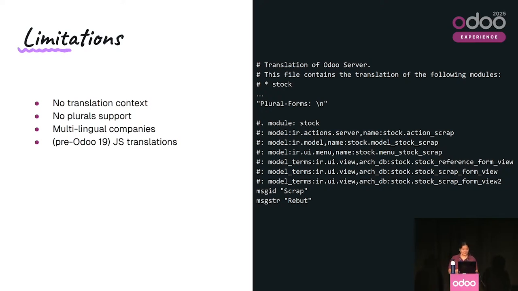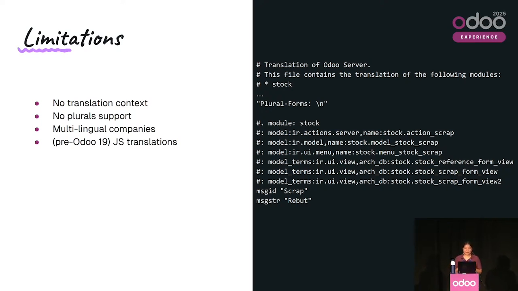And then the other limitation we have is for JavaScript translations. As of version 19, so if this has been a big problem for you, I highly recommend you upgrade. We added in context based on the module for JavaScript, because we had this within Python. So for example, if you had a specific translation in stock, it would only be used in stock.